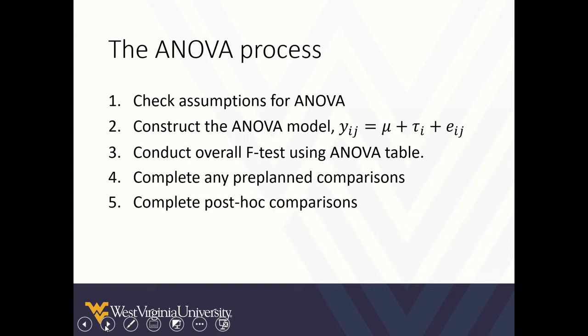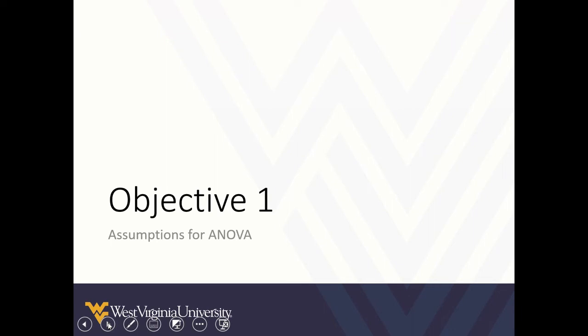So, a quick review of the process we use when solving an ANOVA problem. The first thing, when we have our data, is to check the assumptions to make sure that ANOVA is appropriate in this scenario. Second, we need to construct our ANOVA model. Third, we will conduct an overall F-test using our ANOVA table. And then steps 4 and 5 will complete any pre-planned comparisons we have, and in lack of that, we'll take a look at post hoc comparisons.